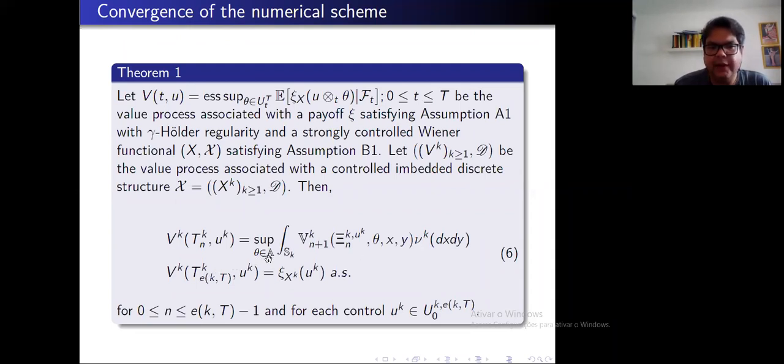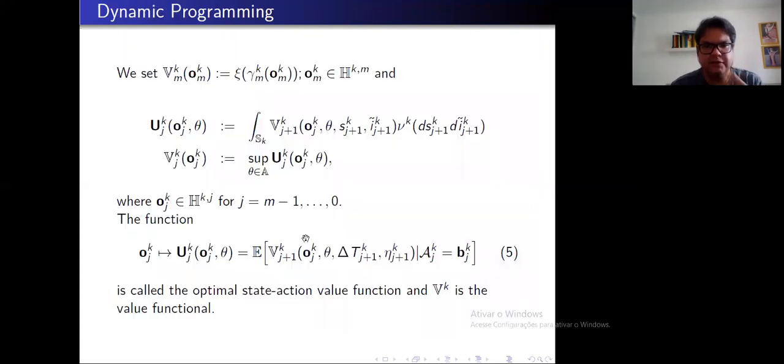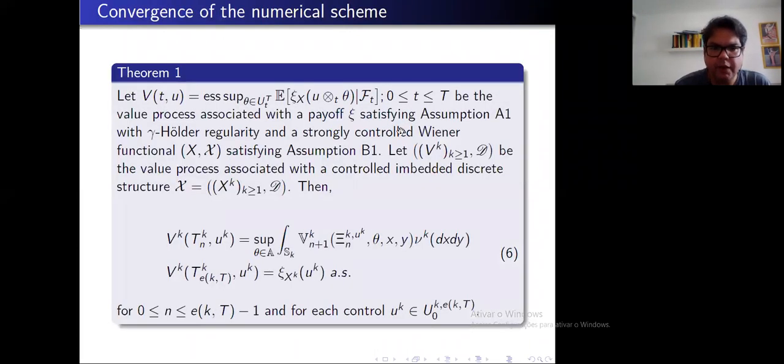And you see, I consider here the sup in the finite dimensional space. So the v inside the integral is defined in the previous slide, and nu k is the measure. We have an explicit form, an explicit formula for this measure, so you can simulate the law of this measure. So equation 6 is the first step, the characterization of the value process at the discrete level.